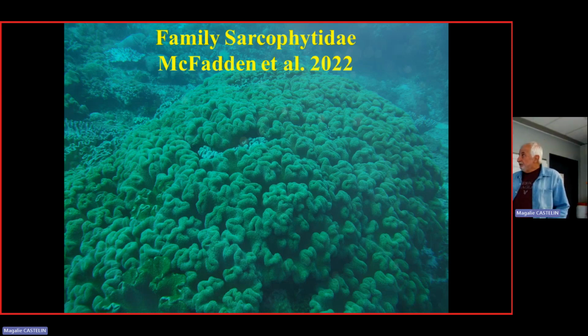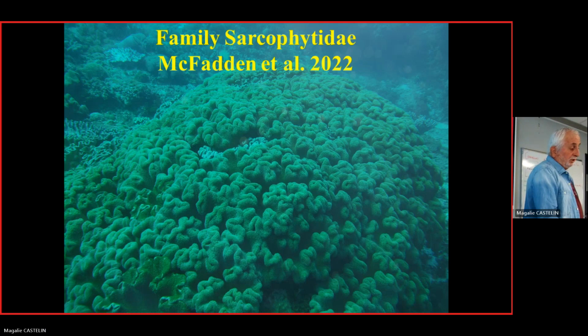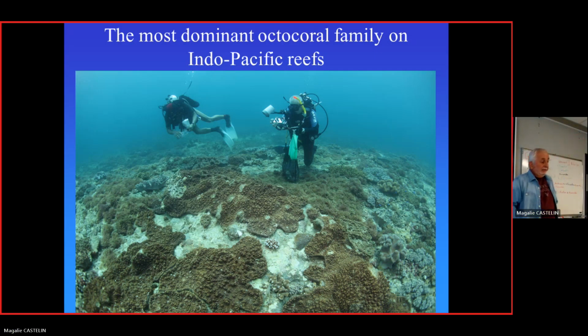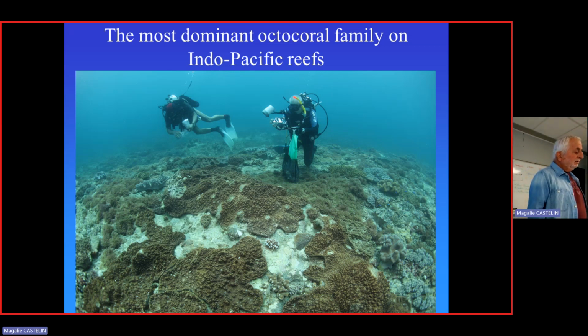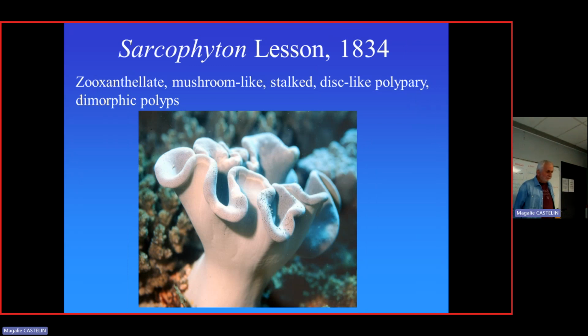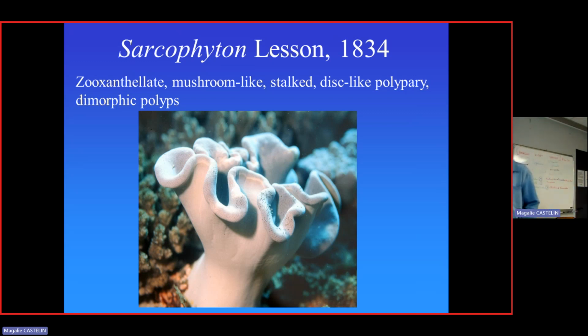Here you see a kind of field of Sarcophyton, a picture taken in Taiwan. It's the most dominant family on Indo-Pacific reefs. Almost every reef that you visit in the shallow water has lots of Sarcophytidae. For Sarcophyton itself, the type locality is not the Red Sea, for a change. It's a mushroom-like colony, as presented here. You have a disc, this is the polypary, and this is the stalk, which can be large, like 10 centimeters, or even much larger, with a diameter of 80 centimeters, even 1 meter.